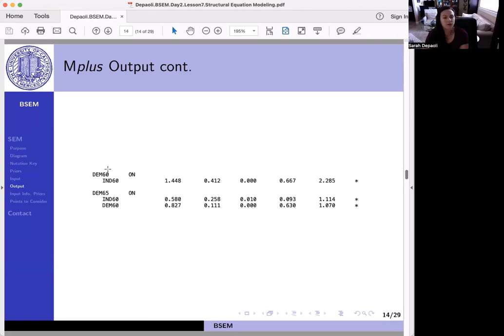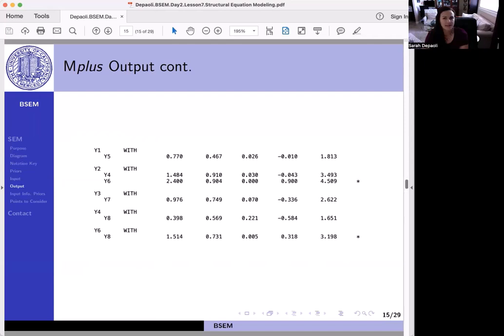Next, we have the structural part of the model. And these are the 3 regression coefficients that we wanted to have estimated, the gammas and betas, in the center of the model. This is where we have our ON statements that can link those measurement models together through the structural part.